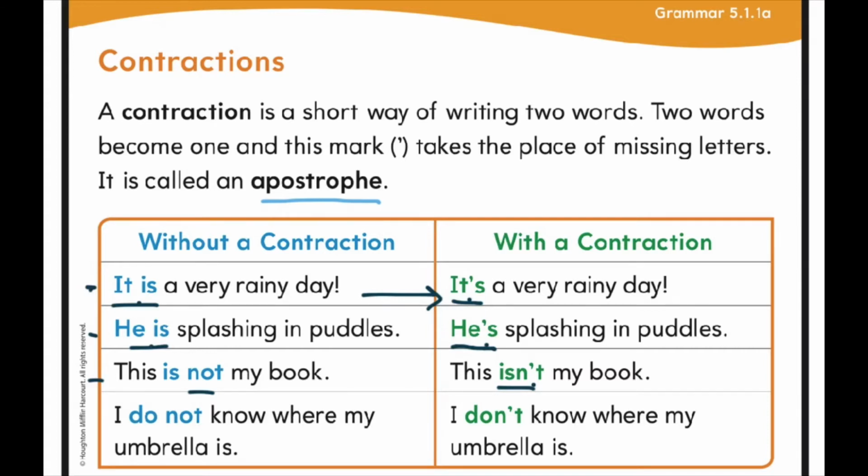Next one. I do not know where my umbrella is. So we're going to look at do not. And instead of do not, we're going to say, I don't know where my umbrella is. I bet you've used that one before. Don't. So do not becomes don't. And look at that. We use the word not again, and the O is the letter that disappeared. Cool, huh? All right, let's go to the next page.